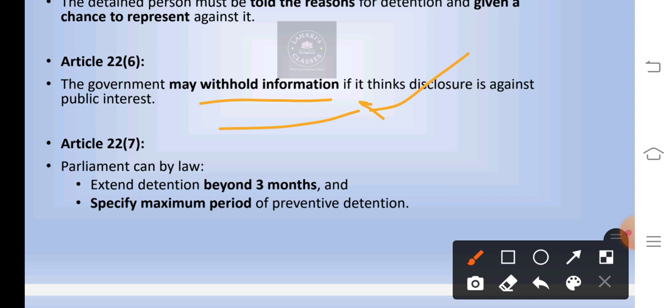Article 22 Clause 7. Parliament can by law extend detention beyond 3 months and specify the maximum period of preventive detention. That is, we have separate laws for preventive detention. In those laws, the Parliament can make certain amendments or bring a new law so that the extension could be made beyond 3 months.